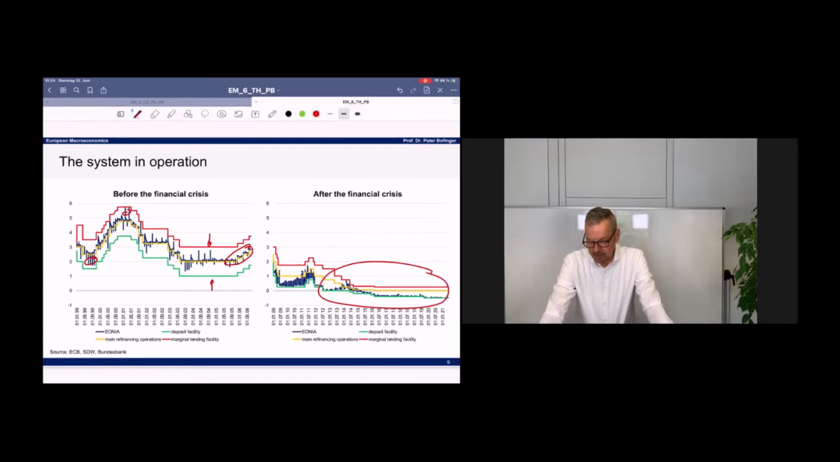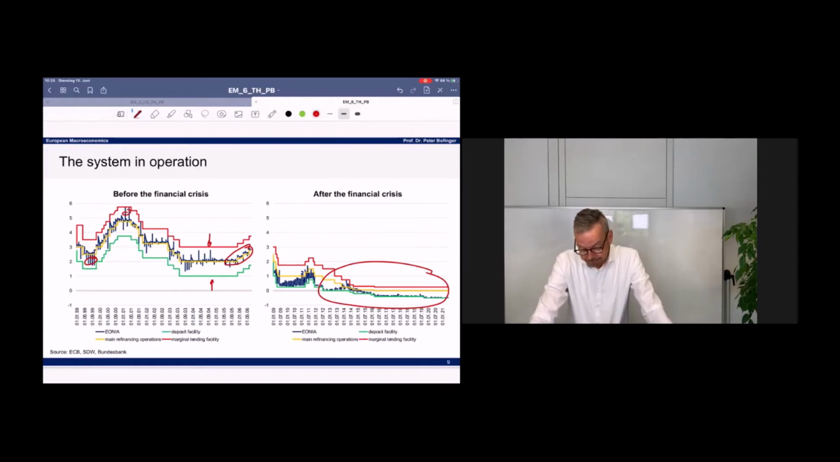And this shift is mainly due to the fact that after the financial crisis, there were huge purchases of government bonds in the form of the unconventional policy, which created excess reserves. And these excess reserves had the effect that the banks always had more, the whole system had more reserves than required. And with the deposit facility, the ECB prevented the money market rate from going even more negative. And so the deposit rate became the effective rate.